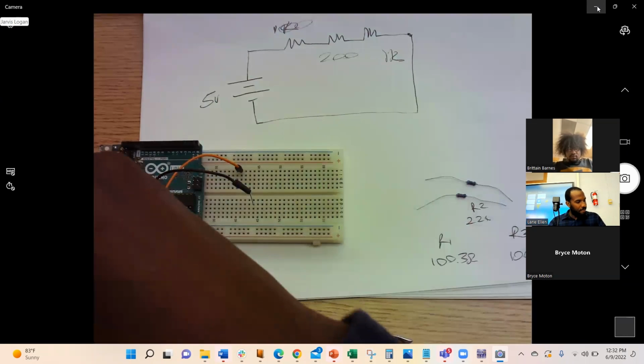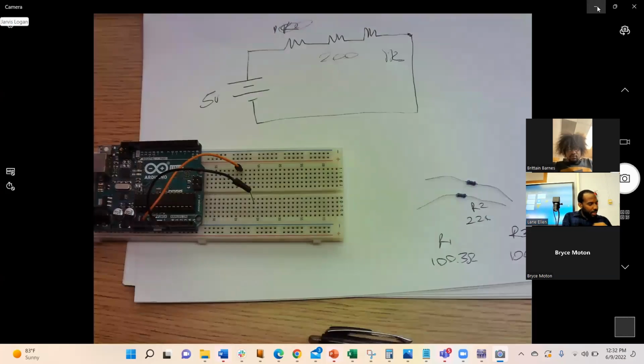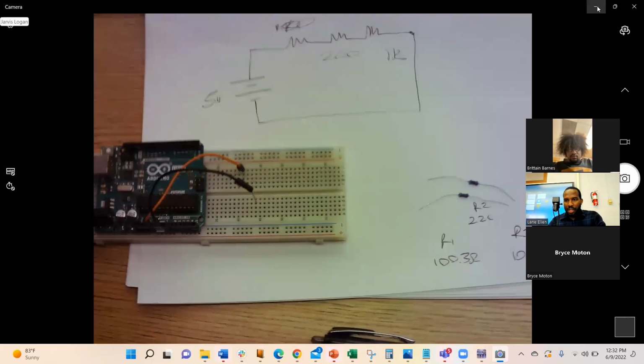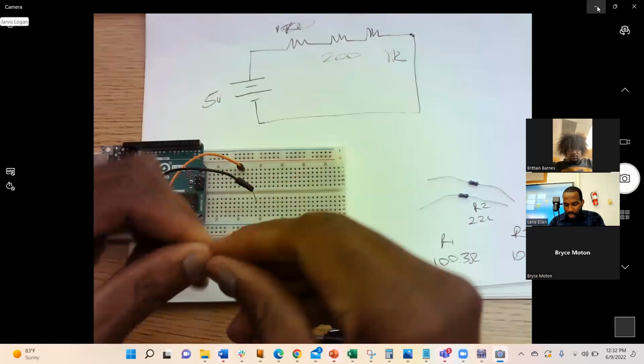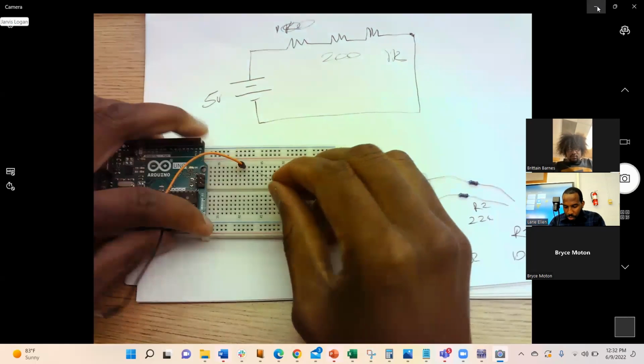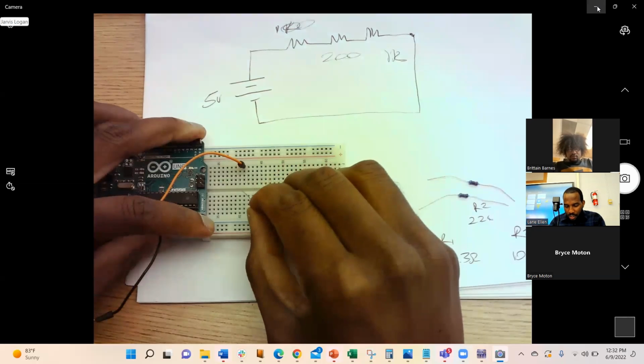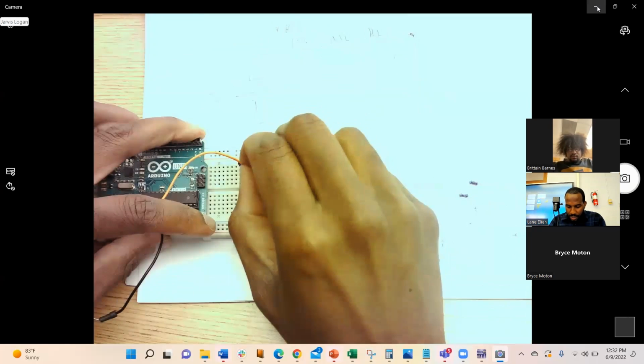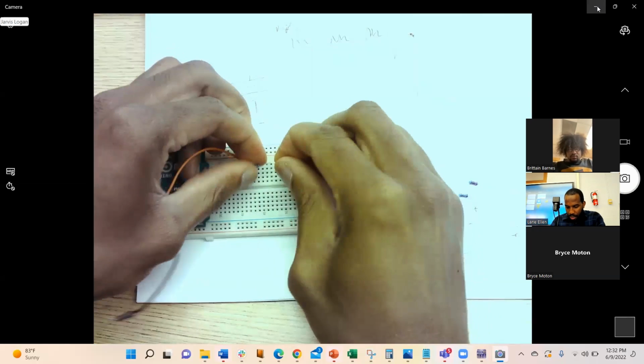Just verify. So I need to connect my 5V to this resistor. And so what do I do? I simply put them in the same row and then they are going to be connected. So if you look here, I just need to put it in the same row. Any one of these here is going to be fine. So I'm going to put it in the same row and I'm going to go across here.